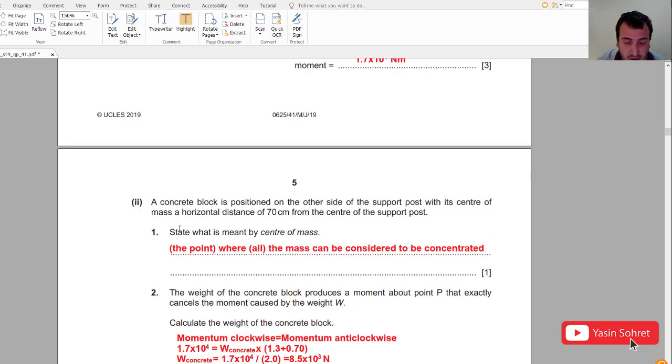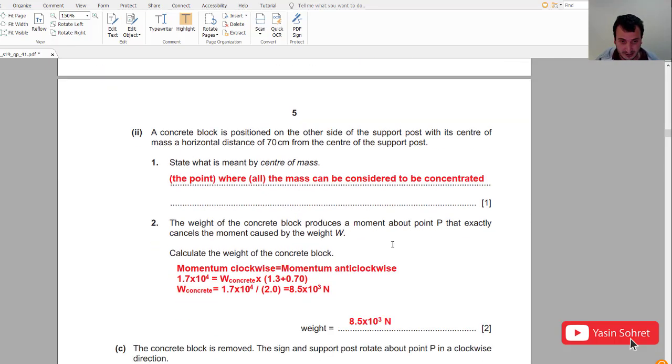A concrete block is positioned on the other side of the support post with its center of mass a horizontal distance of 70 centimeters from the center of the support post. State what is meant by center of mass. Center of mass is the point where all the mass can be considered to be concentrated. Generally, it's in the middle of the object or where the mass is concentrated. We call it the center of mass.